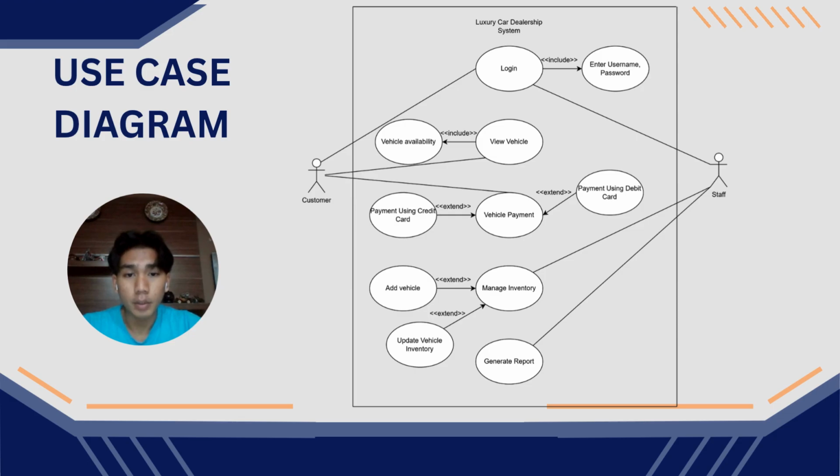Next is vehicle payment. Vehicle payment extends to payment using credit card and also payment using debit card. Then the staff also has its own login, which includes enter username and password. It also has manage inventory, which extends to adding more vehicles into the inventory and also extends to update vehicle inventory. And finally, the staff can create and generate the report.